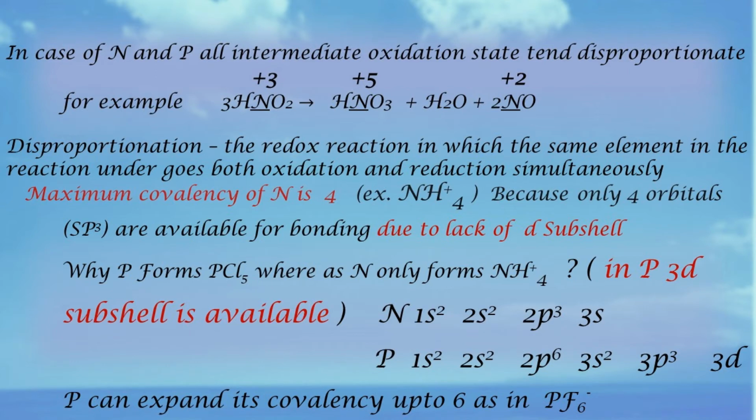Whereas in phosphorus, due to the availability of d orbitals, it can expand its covalency up to 6. Why is the maximum covalency of nitrogen restricted to 4 and the maximum covalency of phosphorus can be extended beyond 4 up to 6? It is due to the d orbitals. In the case of nitrogen, there is non-availability of d orbitals, whereas in the case of phosphorus, there is the presence of d orbitals.